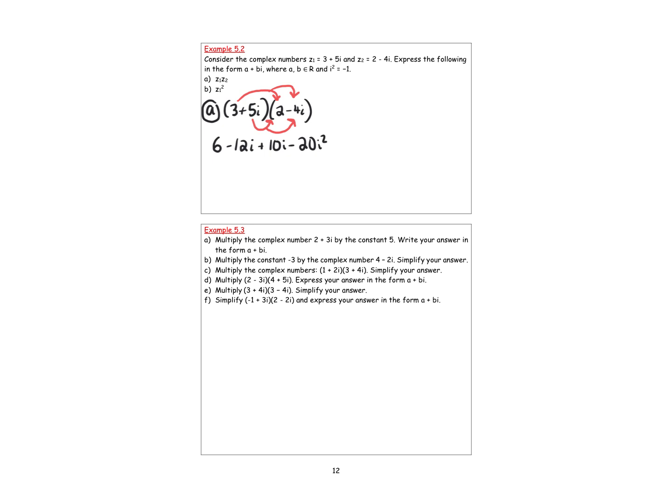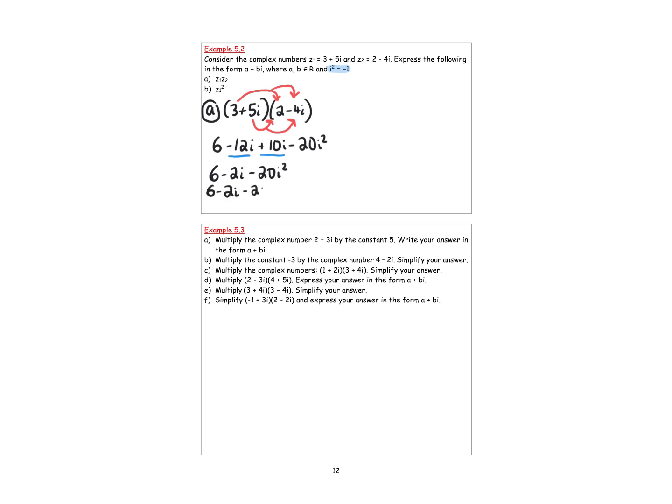Looking at the like terms, we have minus 12i and plus 10i. So we'll end up with 6 minus 2i minus 20i squared. The key thing to note now is that i squared is equal to minus 1. So anytime we see an i squared, I'm going to replace it with minus 1.